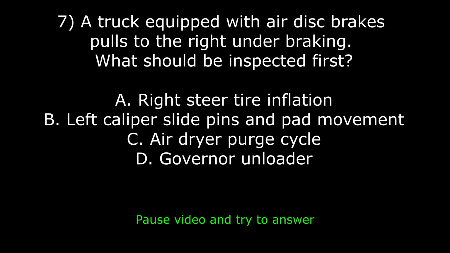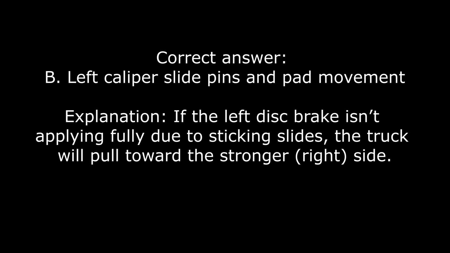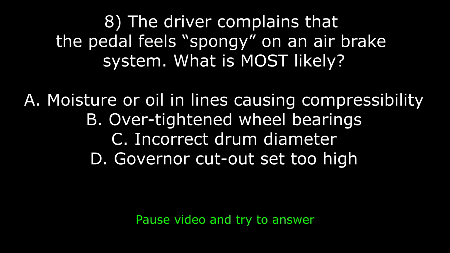7. A truck equipped with air disc brakes pulls to the right under braking. What should be inspected first? A. Right steer tire inflation. B. Left caliper slide pins and pad movement. C. Air dryer purge cycle. D. Governor unloader. Correct answer, B. Left caliper slide pins and pad movement. Explanation: if the left disc brake isn't applying fully due to sticking slides, the truck will pull toward the stronger right side.